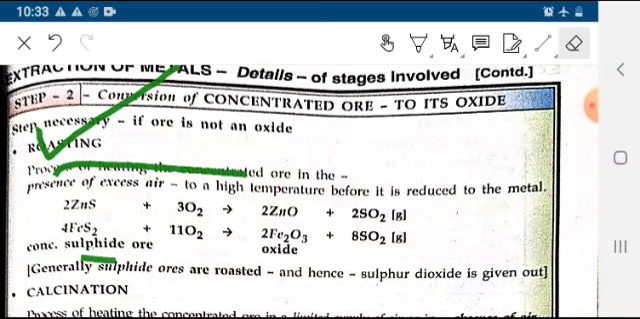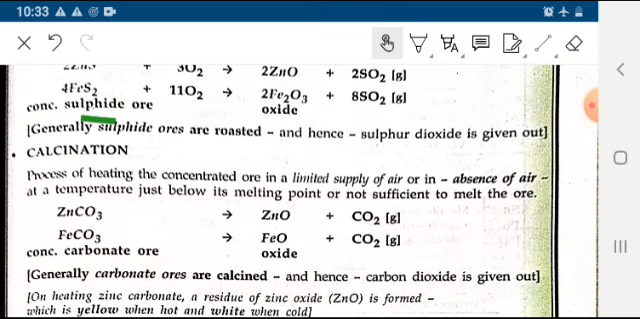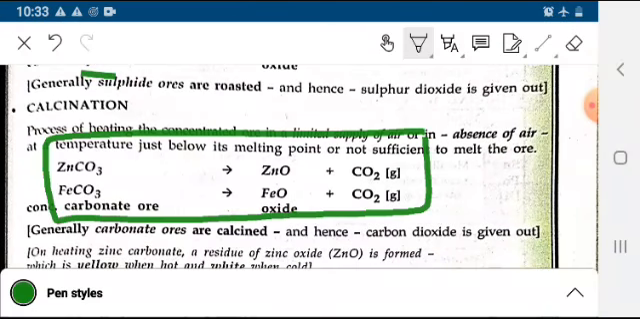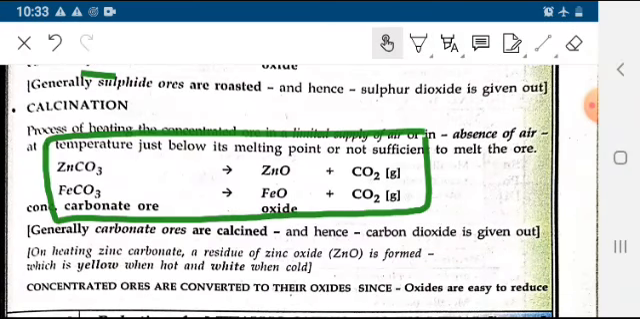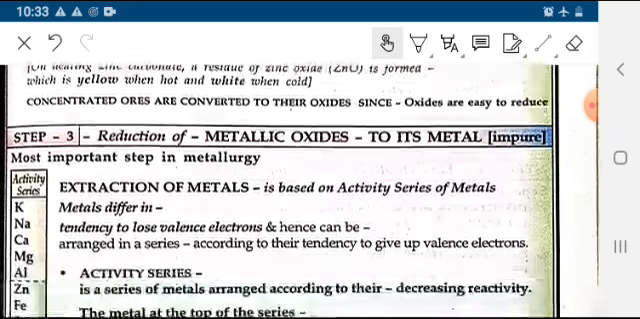After this, we have to study the calcination process. It is heating the concentrated ore in a limited supply of air, that is, in the absence of air. The equation for calcination is also given, and it is done generally for the carbonate ore.